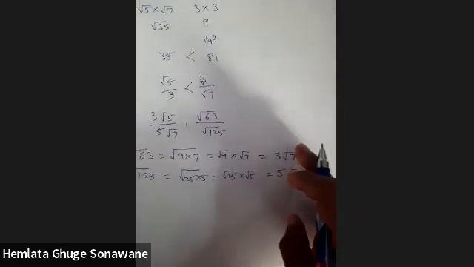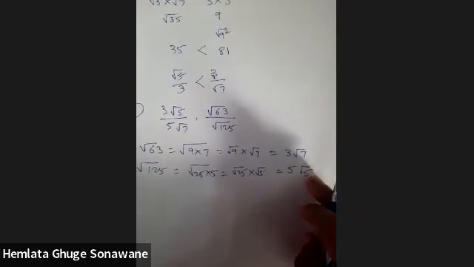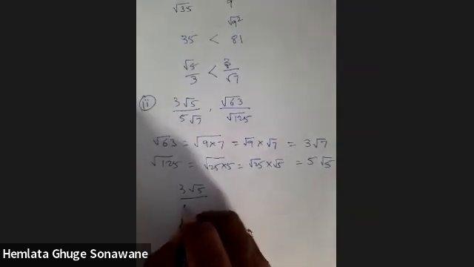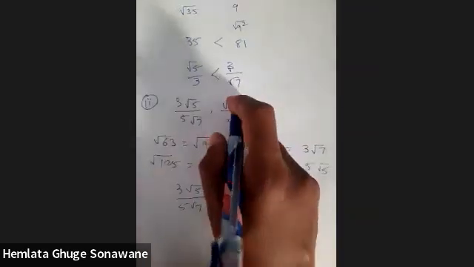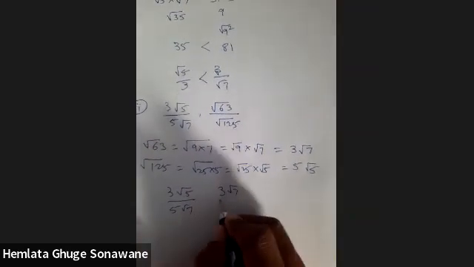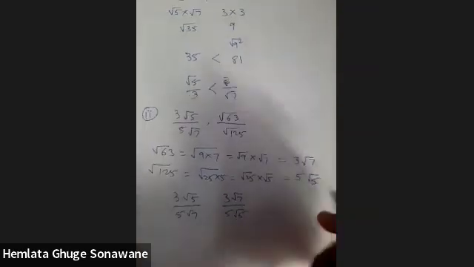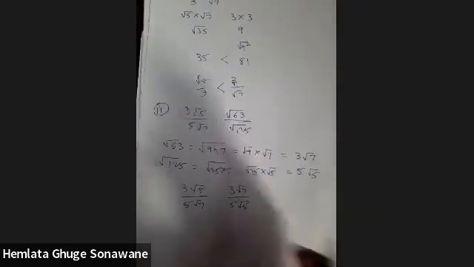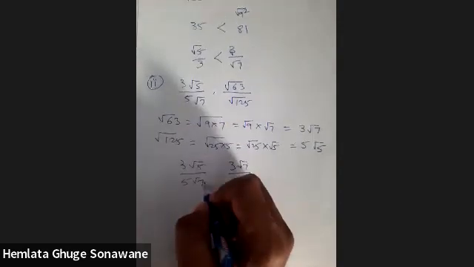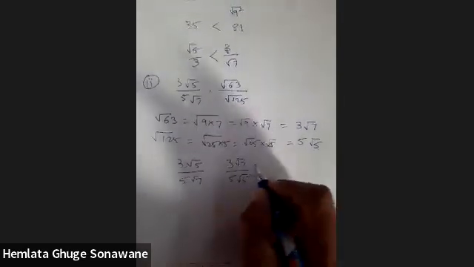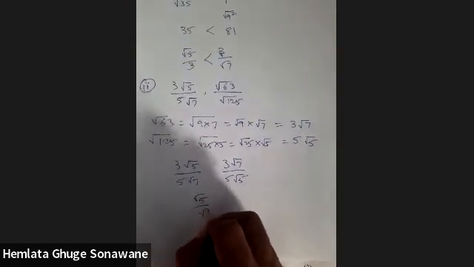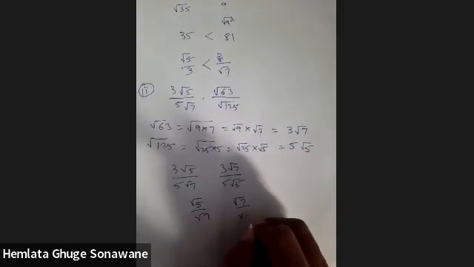Okay, now we have got 3 under root 7, 5 under root 5. We'll write these terms again. 3 under root 5 upon 5 under root 7 and under root 63 upon under root 125, which we have simplified as 3 under root 7 upon 5 under root 5. Now 3 upon 5 is common here. Now what we have to do? We have to compare these: under root 5 upon under root 7 and under root 7 upon under root 5.